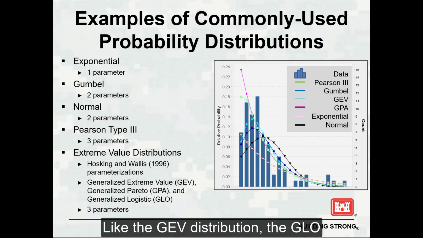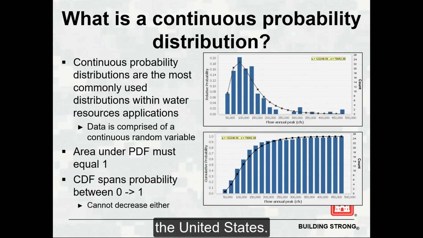Finally, I'd like to mention the generalized logistic, or GLO, distribution. Like the GEV distribution, the GLO distribution is commonly used in precipitation frequency studies within the United States.